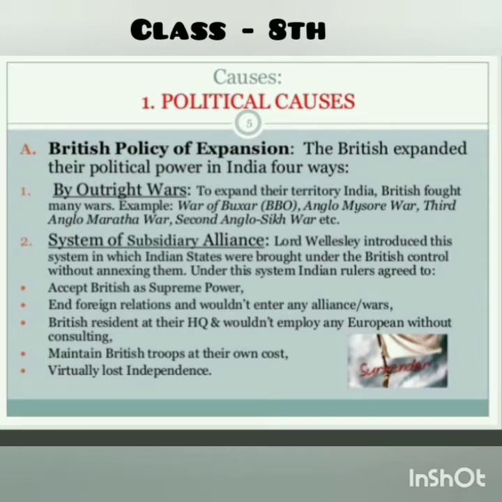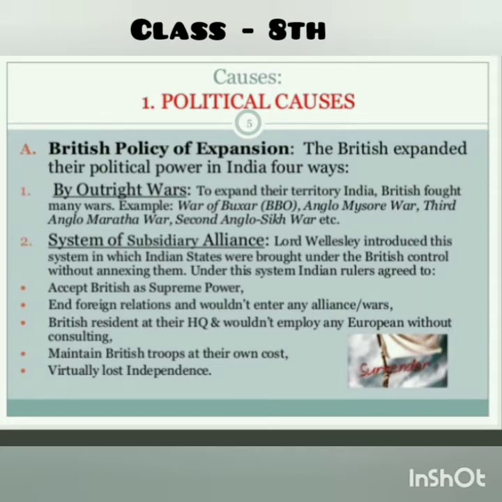Now we will study the political causes in detail. First, British policy of expansion. The British expanded their political power in India in four ways: by outright wars. To expand their territory in India, British fought many wars. For example, War of Buxar, Anglo-Mysore War, Third Anglo-Maratha War, and Second Anglo-Sikh War.